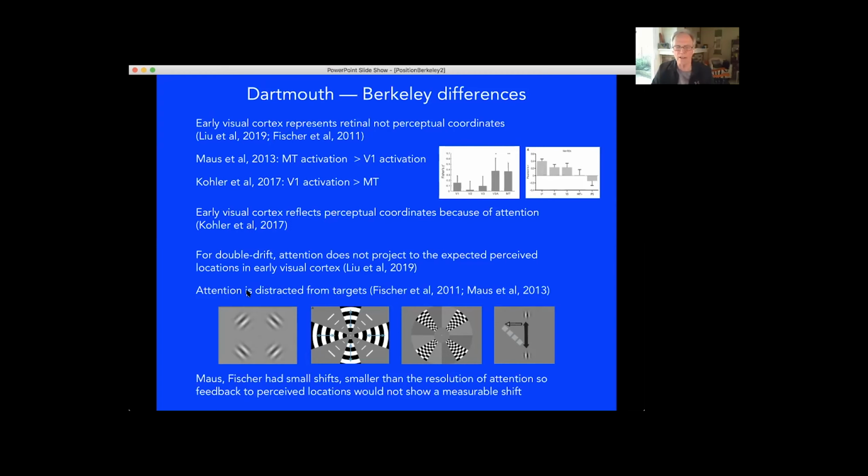Fisher and Mouse, on the other hand, say, oh, well, we didn't get any effects of attention in V1 because we had a really good distracting attention task. And so attention really wouldn't have gone to those targets. I'm not too sure about that.